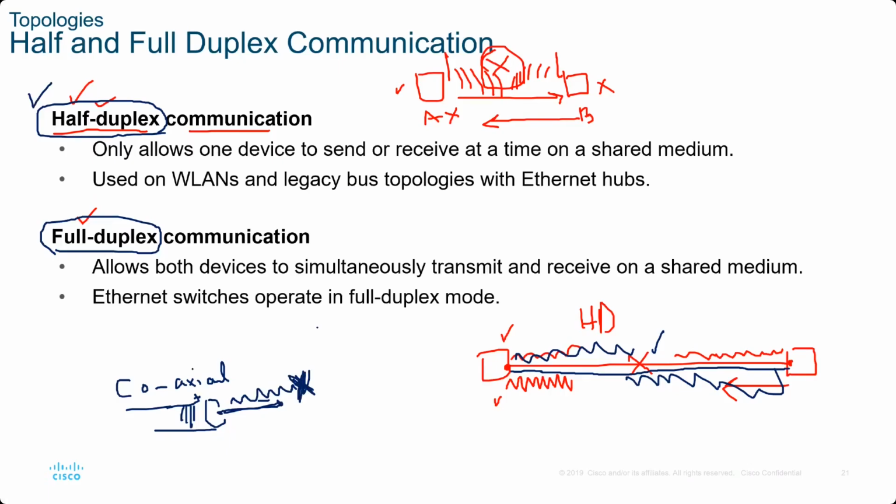We solved that problem with the UTP cable, and that's why you saw inside the UTP we had 4 pairs of cable, so that one pair could be used for transmission and another pair could be used for receiving. And that's the only way that the UTP solved this problem, and we started talking in full duplex, which allowed both devices to simultaneously transmit and receive on a shared medium. Okay?